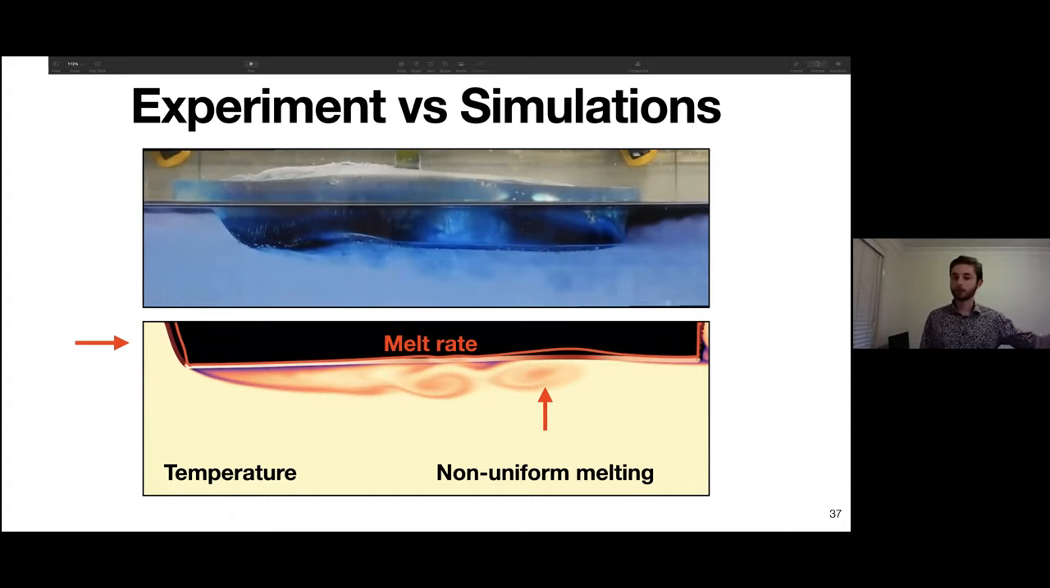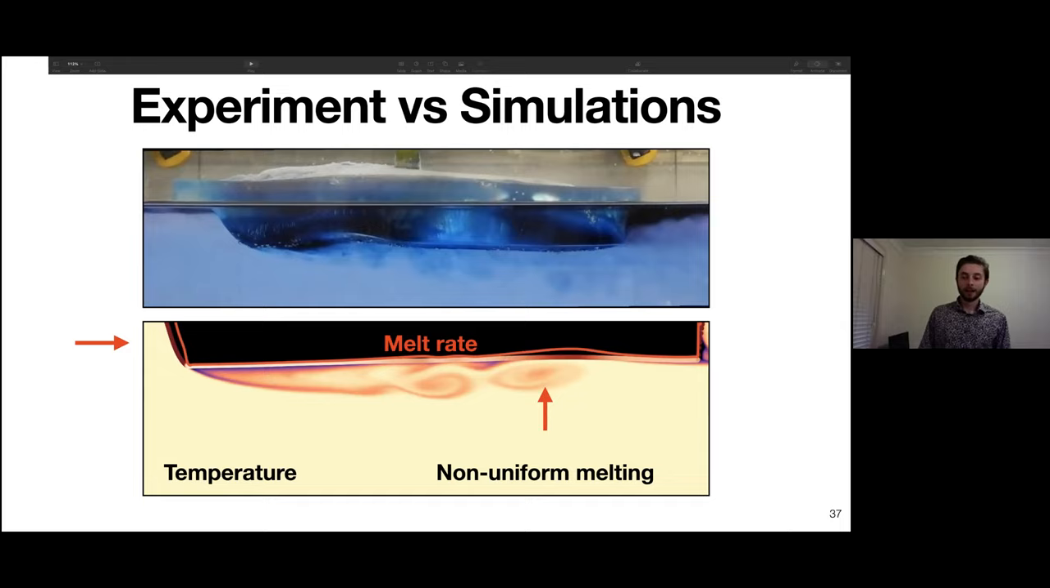And it's reproducing the patterns of melting that we observe, where we see that somewhat behind the front, we again see this localized hotspot of increased melting. Now, it's a 2D simulation, yes, but key thing, it's reproducing the experiment. That's the ultimate test here.